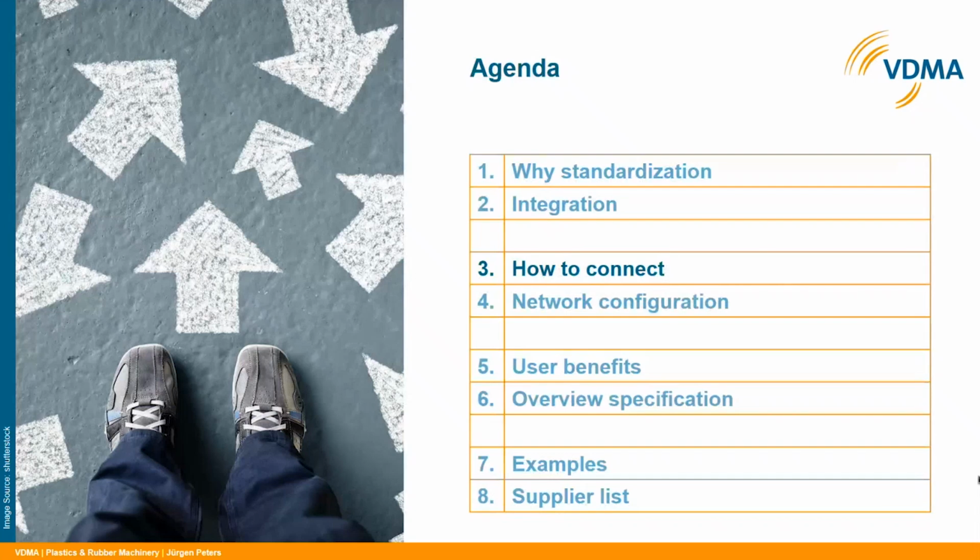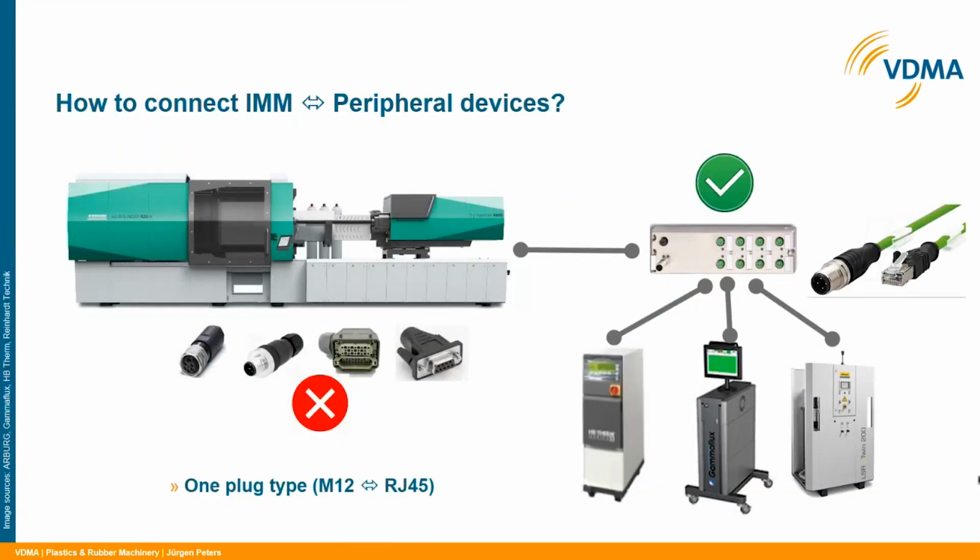So the next question: how should we connect the peripherals? And how could we make an easy connection between an IMM and different peripheral devices? In comparison to the past, we want to have only one technology and only one plug type for all device types. And how could we do this?